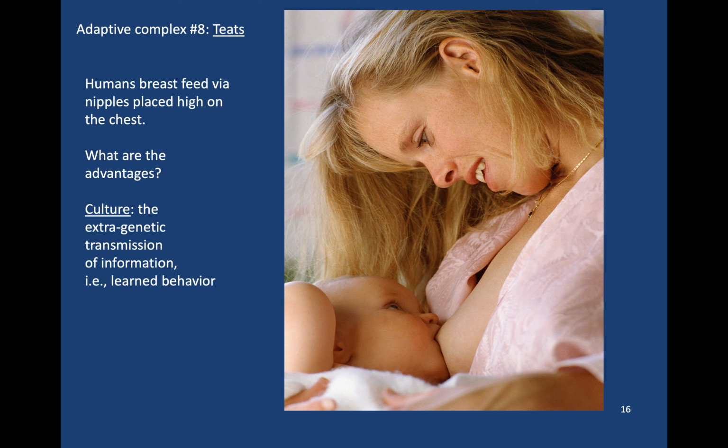So what we have here is a woman and her infant not only feeding but communicating, eyes locked into one another. There's learning going on here. There's the passing of what we call the extra genetic transmission of information. Because the ability for humans to learn is the key to our success. So placing the nipples high up on the chest here not only allows humans more ability to migrate and to move around and to not be stuck in one place, but also to start the process of communicating and the process of learning.